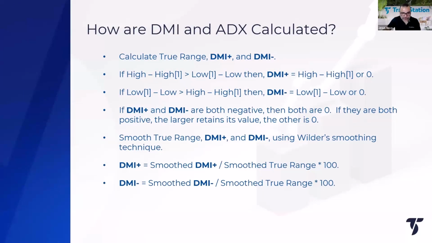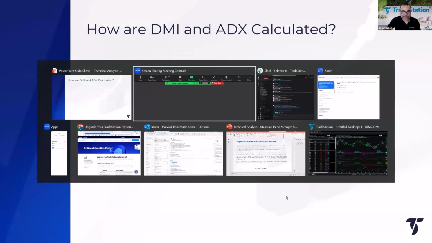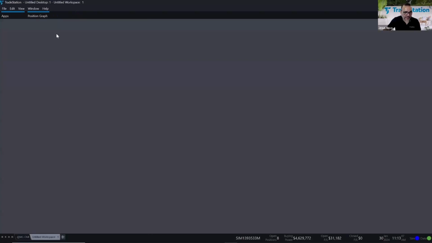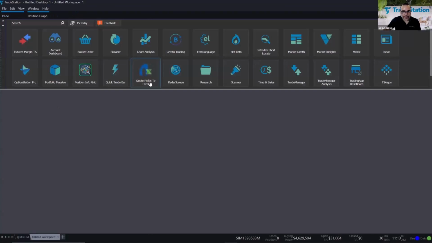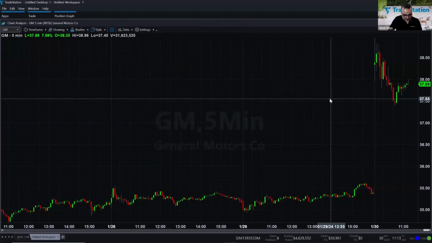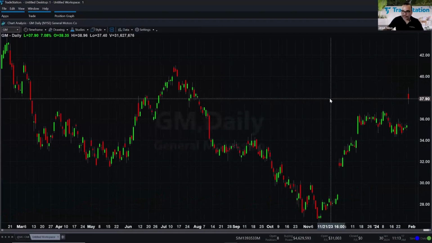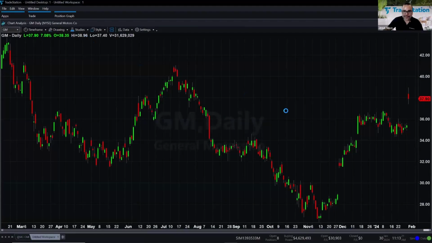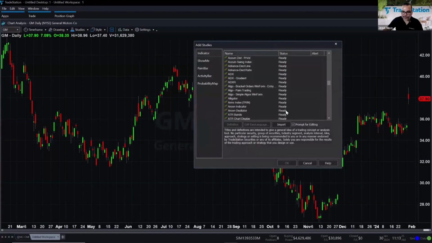Let's go here to my TradeStation platform and show you how that indicator looks. Let me open up a new workspace here. Let me open up a chart analysis. This is General Motors. Let me turn this chart into a daily time frame, and we're going to go to studies, add studies. DMI is one of the built-in studies here. Let's go ahead and take a look. Here it is.